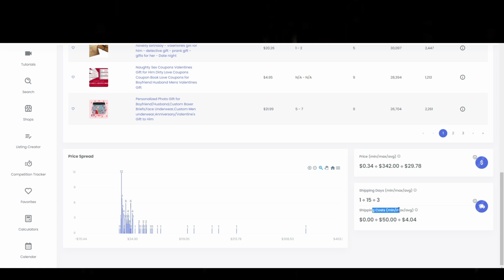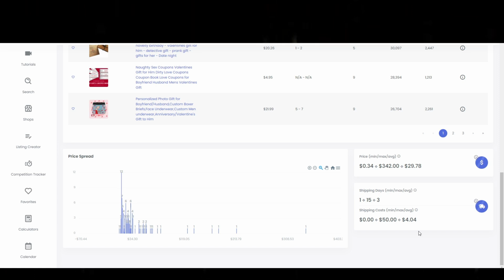Here we have the shipping costs. We have the minimum, which is $0.00, which basically means that sellers are offering free shipping, right? We have the maximum, where people are charging up to $50 for shipping. And then we have the average. Sometimes, and this is not always an indicator, depending on the shipping costs, we can know how dedicated sellers are to their customers, and more importantly, the size of the product they're selling. Typically, if the product is much larger, it's going to cost more to ship.